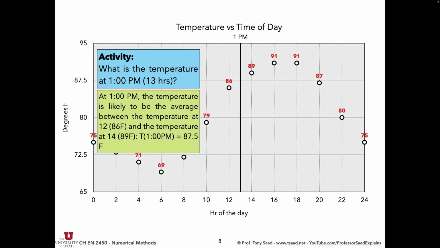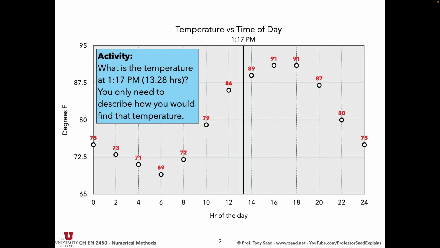Okay, great. At 1 o'clock, the temperature is likely to be the average between the temperature at 12 o'clock and the temperature at 14 o'clock. So you get 87.5 because it's right in the middle. The best guess would be the average of those two. Okay? So now, what is the temperature at 1:17 p.m., in other words, at 13.28 hours? So now you're not in the middle. I'm asking you for the temperature not in the middle, but slightly skewed to the right. How would you do that?